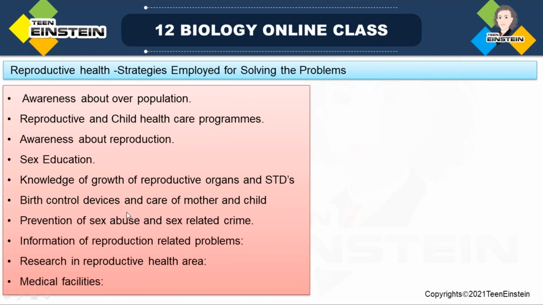Next is birth control devices and care of mother and child.